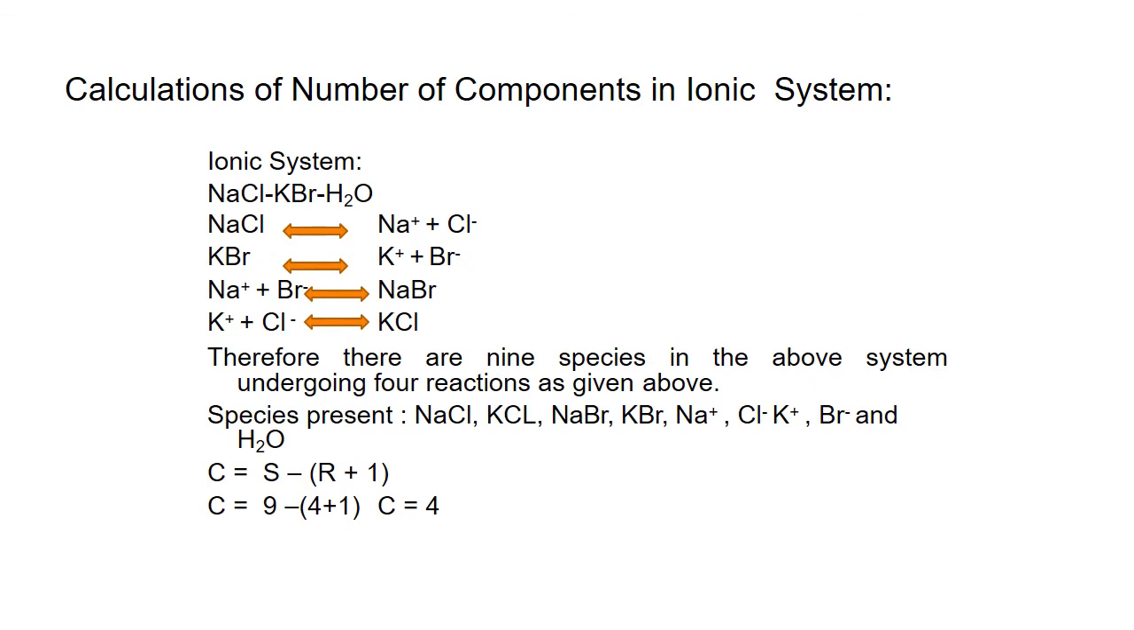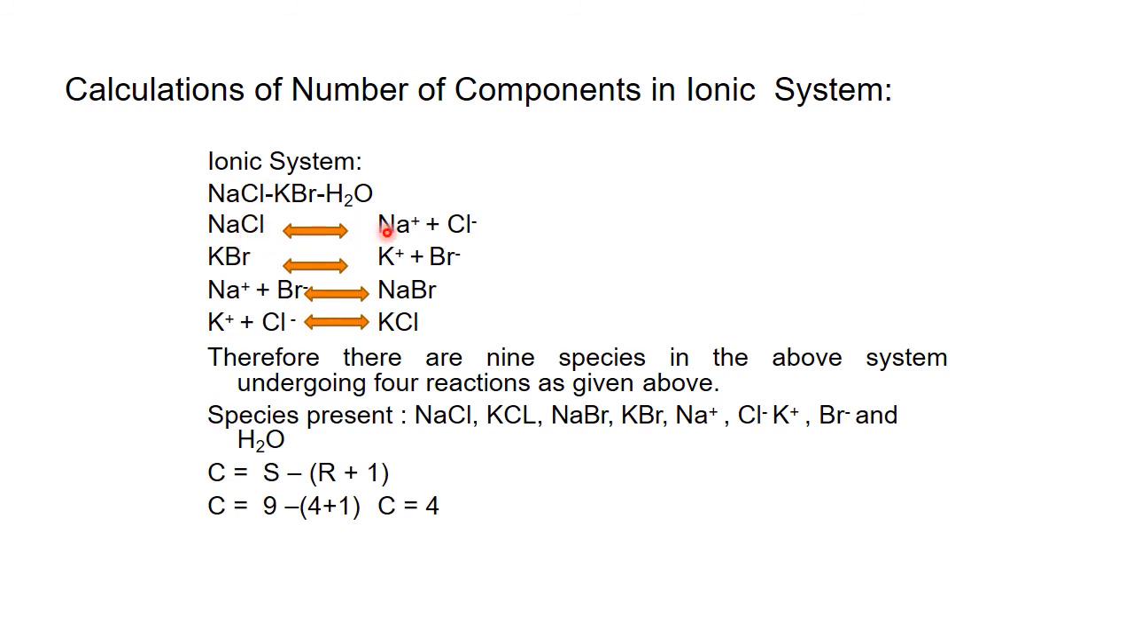Calculation of the number of components in an ionic system. See the ionic system, the system which contains sodium chloride, potassium bromide and water. Sodium chloride upon ionization gives us sodium ion and chloride ion. Potassium bromide upon ionization gives us potassium ion and bromide ion. When an ionic compound is dissolved in water, the ionic compound dissociates into its ions.